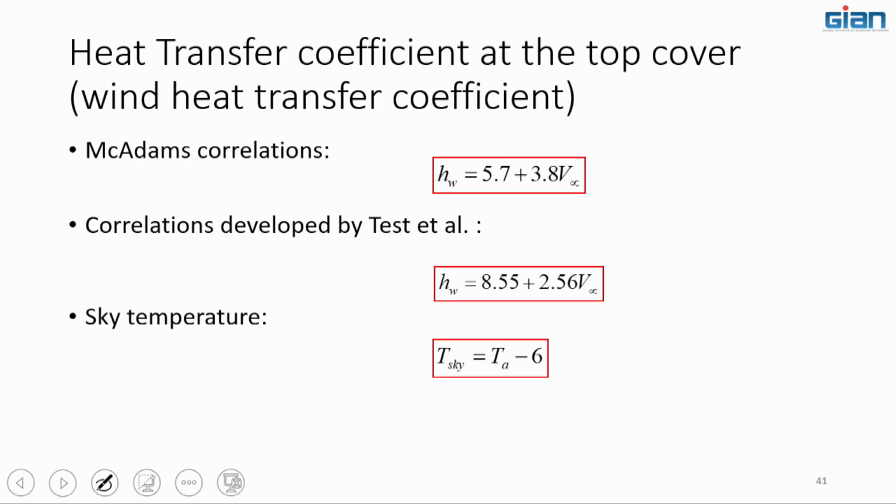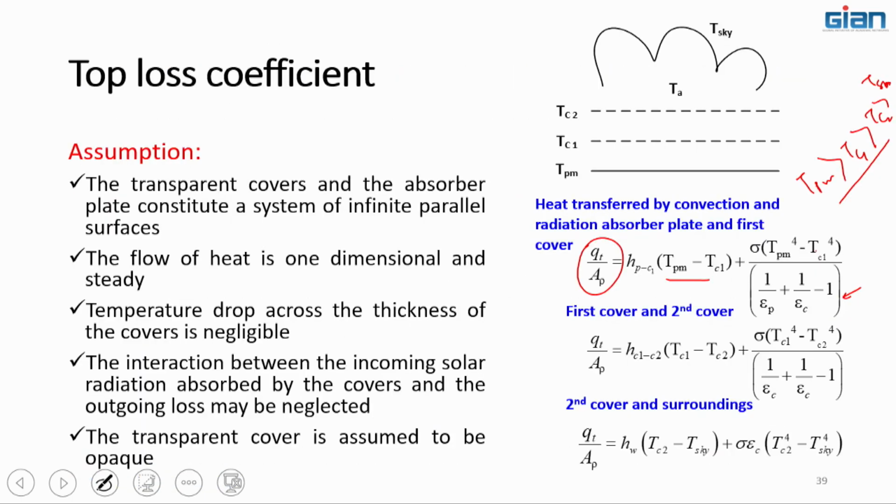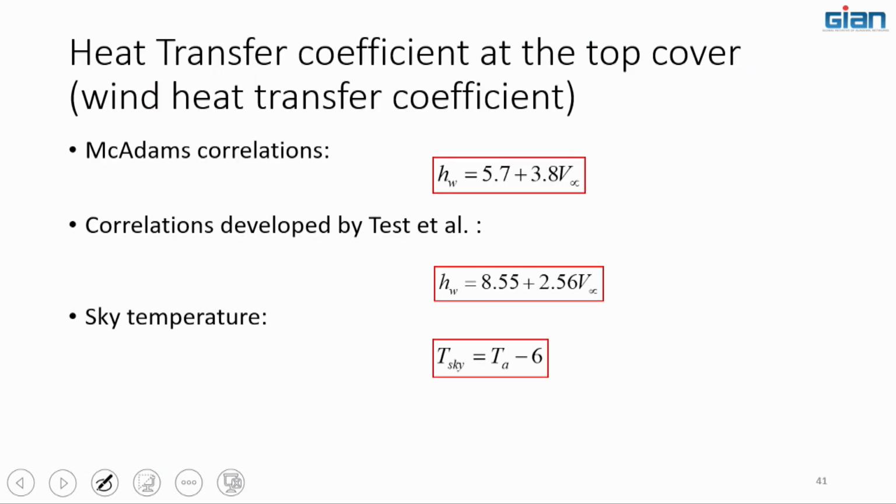So we can also use these correlations for finding out hw. What is hw? If you go back, this is hw. So when we have heat exchange from TC to the ambient, then we need to use this hw, right. So this hw has already been correlated by many researchers.